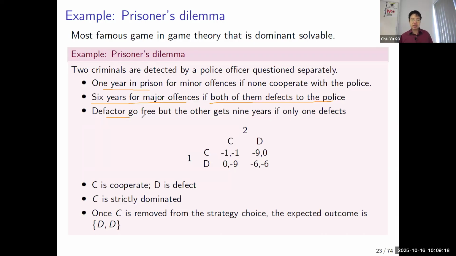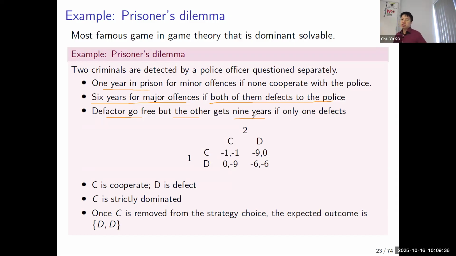But if one said to the police, but the other keeps their mouth shut, then the one who is not telling the police will get 9 years. The other guy goes free, as a bonus or reward, right?